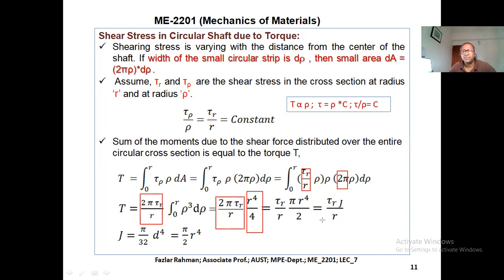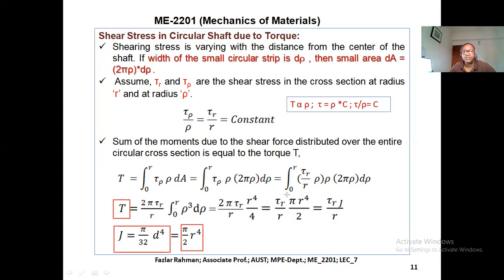Then you just do the simplification. After simplification, tau r by r, you get this value, and this is equal to the polar moment of inertia. That means you are getting tau r into J divided by r. And on the left side, we have torque T. Right over here it shows how J equals pi by 32 d to the power 4. If you put d equal to 2r, then you get this value. That's why instead of this value, we put the letter J, polar moment of inertia.